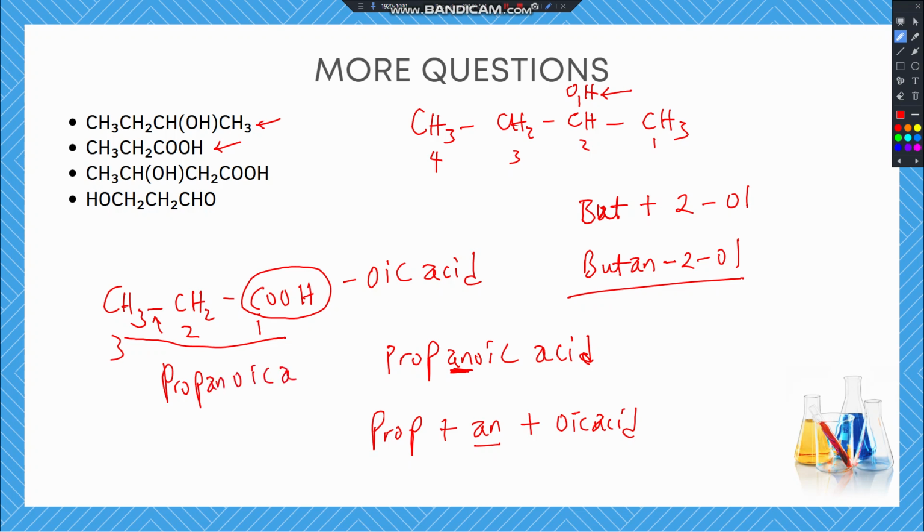Propanoic acid. Some people can even be very zealous and go ahead to indicate the number of the functional group to be propan-1-oic acid. Whichever way you choose to do it is perfectly fine.